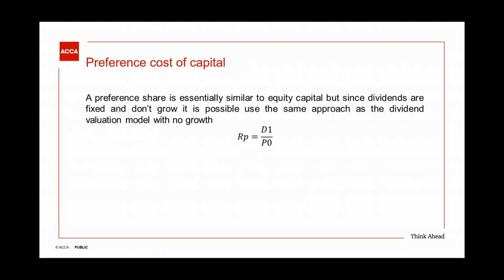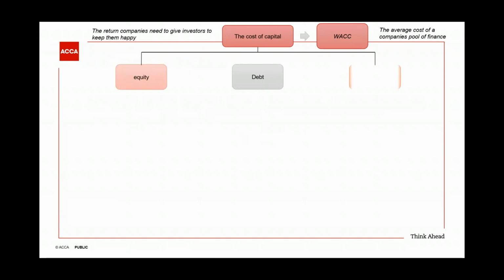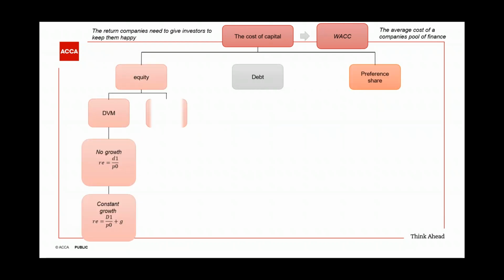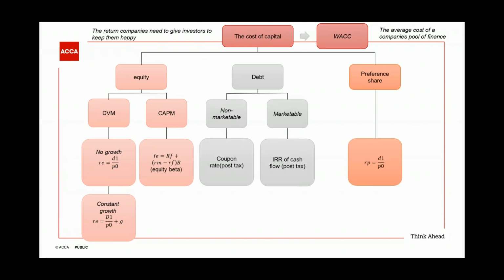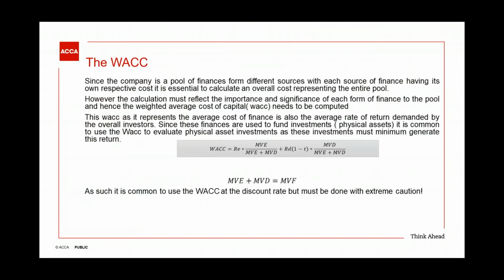So the preference cost of capital is worked out the same way, because a preference share is a known dividend, so it's a fixed return. Plus it's something that does not grow, which means when we want to work out the cost of preference share capital, we can use the dividend valuation model without growth, because there is no growth in dividends. So I've done a summary version of all of this, of how to work the different things. So it's a summary of it all.